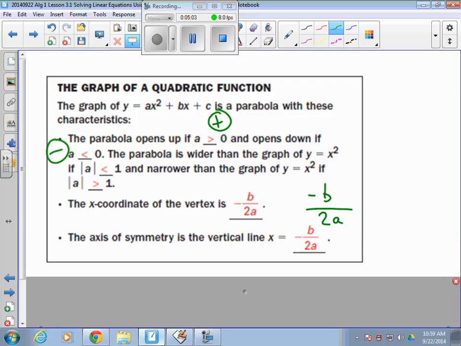The axis of symmetry, notice it's the exact same thing. Because if all the axis of symmetry is the x value, it's a vertical line at x equals negative b over 2a.